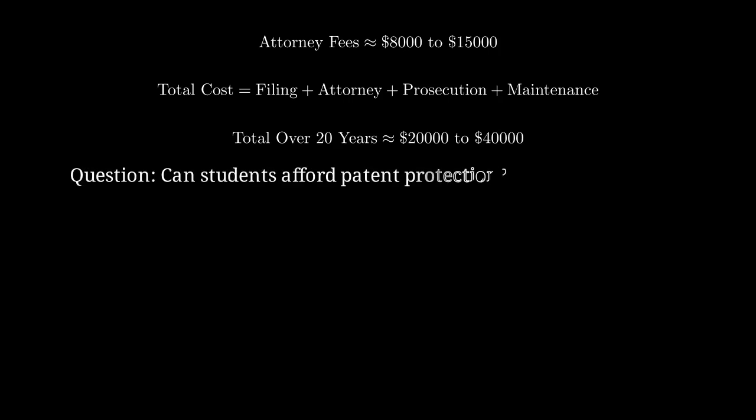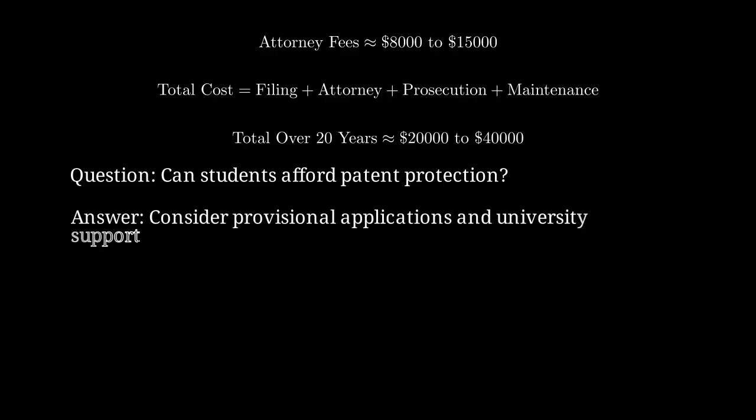Total cost equals filing fees, plus attorney fees, plus prosecution costs, plus maintenance fees paid throughout the patent life. Over the full 20-year patent term, expect total costs between $20,000 and $40,000 for a U.S. utility patent. Can students or academic researchers afford these costs? Yes, through provisional applications, which cost about $1,000 to $3,000, and by leveraging university technology transfer offices that often cover costs.